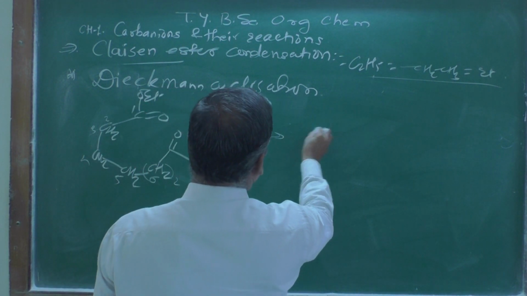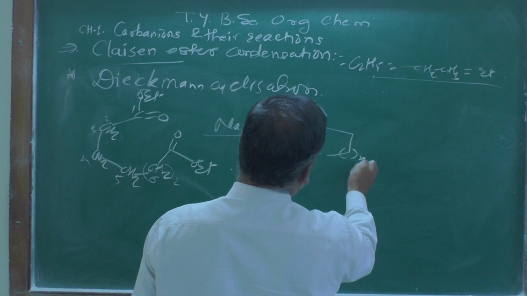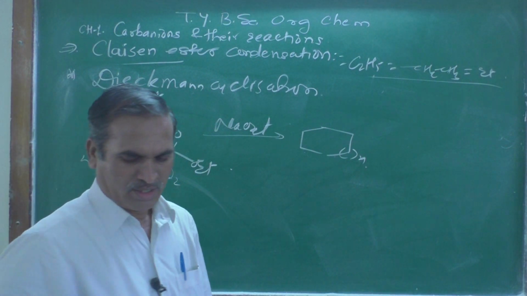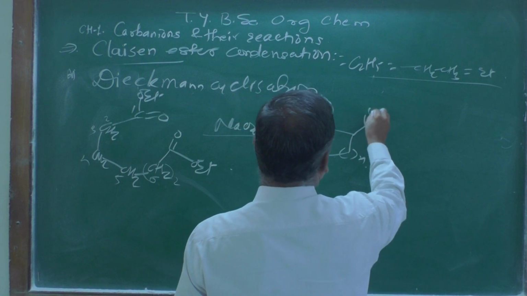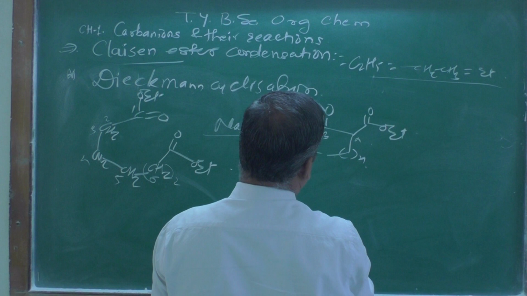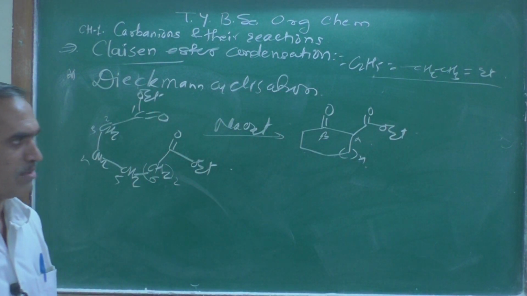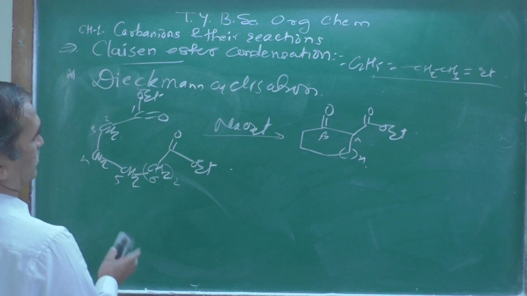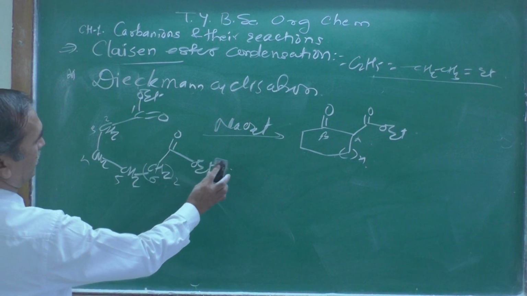The compound you are going to get over here, you can write n number over here, and you may get this one, C=O, then C=O, OEt. This is alpha, this one is beta, and this is n number, meaning that it depends upon the number of carbon atoms over there. Now let us look at the mechanism, how the mechanism takes place over here.